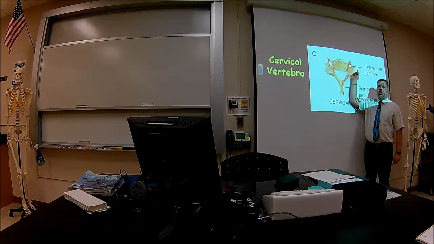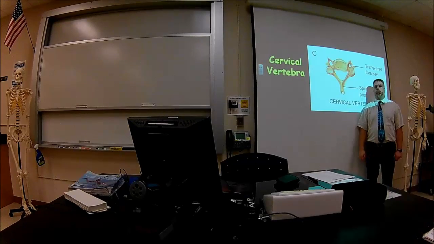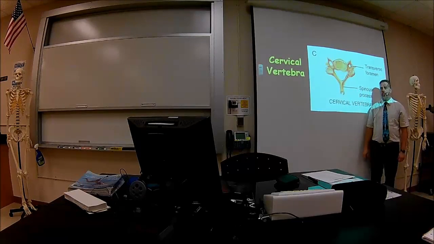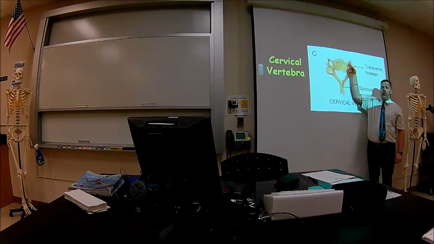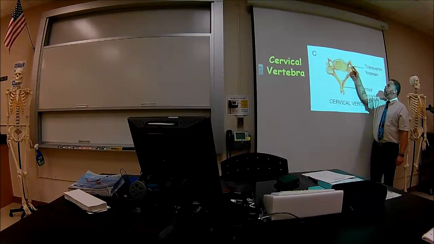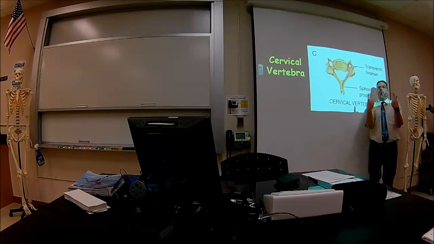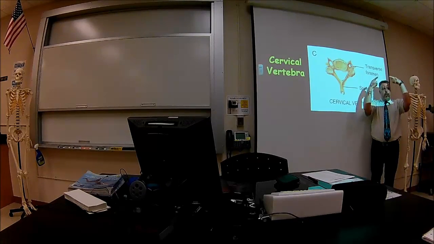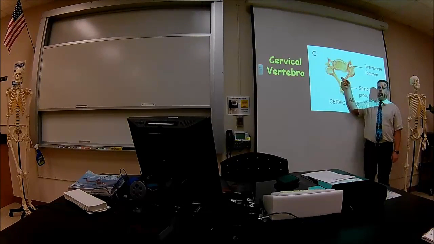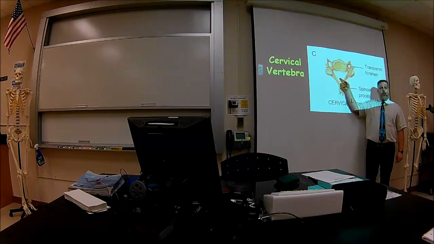There are no transverse processes on a cervical vertebra. Instead, they have transverse foramen. It's the only one that has 3 holes. The transverse foramen allow the vertebral arteries to go through to go inside the skull to give your brain blood supply. What goes through the vertebral foramen? The spinal cord.